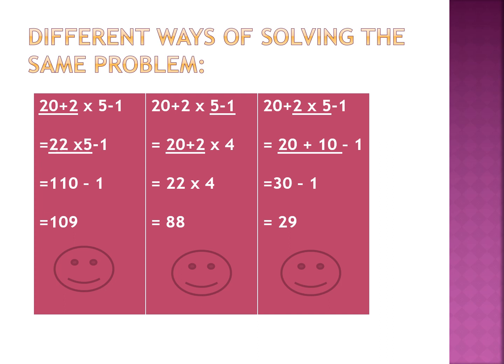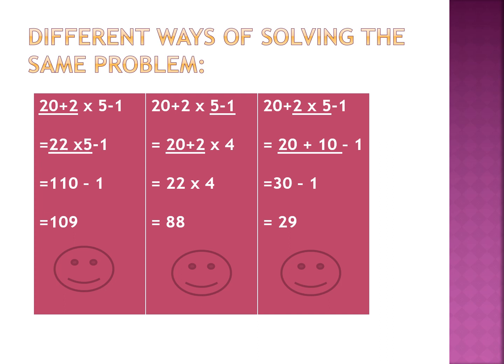Now the second student says, ma'am, I got a different answer. I got 88 as my answer. I say how? Please show me your solution. So he said, ma'am, I started with the subtraction part. I subtracted 1 from 5. The first step was subtraction. So 5 minus 1 is 4. The rest of the question is same. 20 plus 2 multiply 4. Then I added 20 and 2 to get 22, and then I multiplied 22 by 4 to get 88. So this is how I got 88 as the answer. I said okay, you are also correct.